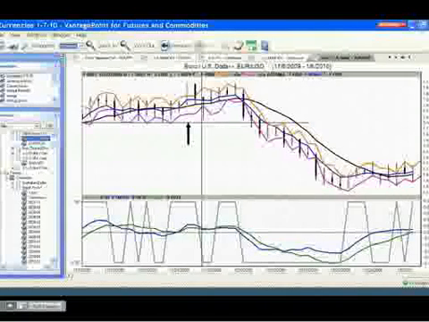First, we had the predicted high on this particular candle at 150.32. So that meant you would be buying at 150.52.